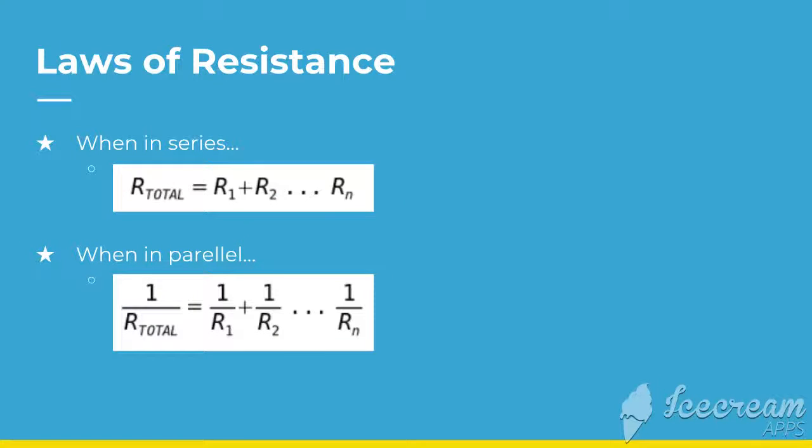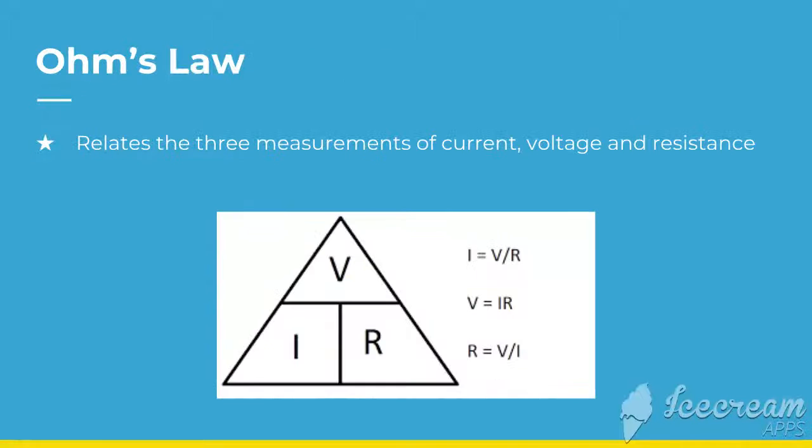The laws of resistance vary whether the resistors are in series or if they're in parallel. When in series, the total resistance equals the resistances added together. When in parallel, 1 over total resistance equals 1 over resistor 1 plus 1 over resistor 2. So you have to use the inverses to find the total resistance.